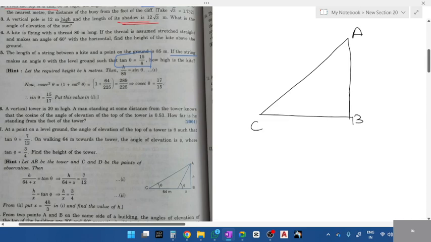A vertical tower is 20 meters high. So, which is the vertical tower here? AC, AB, or BC? AB, height is given, right? 20 meters high. A man standing at some distance from the tower. What do you mean by some distance from the tower, students? A man standing at some distance from the tower. One minute.